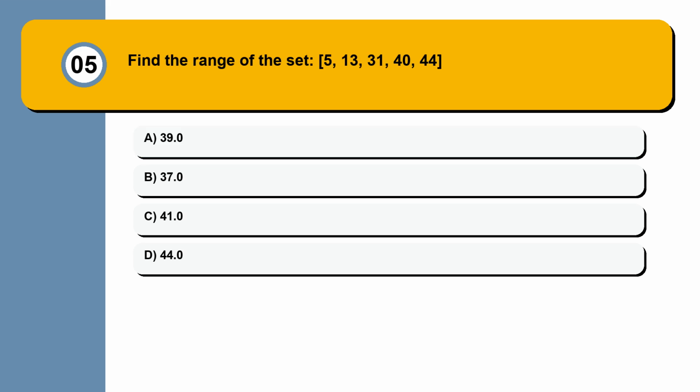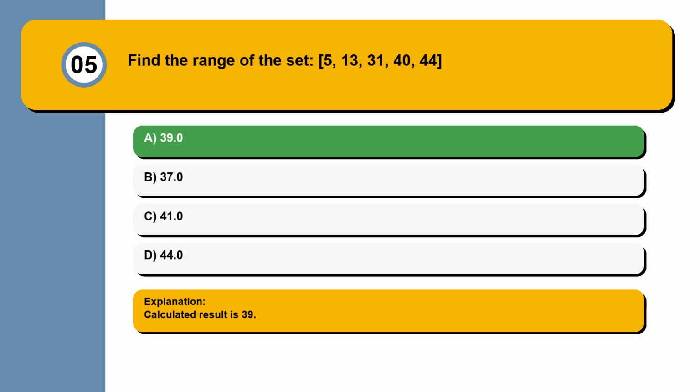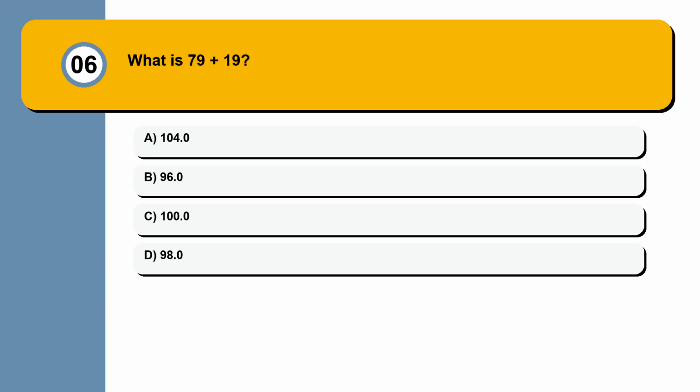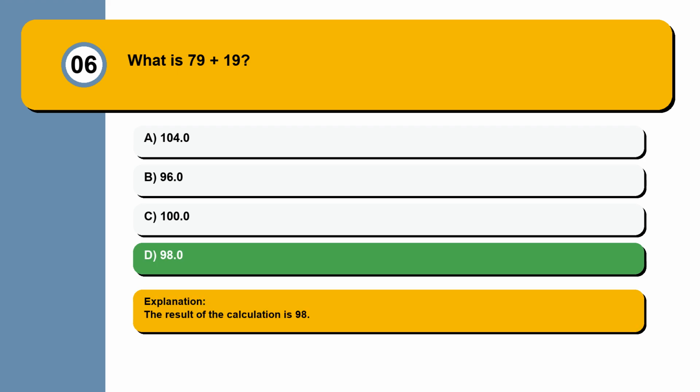Question 5. Find the range of the set 5, 13, 31, 40, 44? 39.0, 37.0, 41.0, 44.0. Calculated result is 39. Question 6. What is 79 plus 19? 104.0, 96.0, 100.0, 98.0. The result of the calculation is 98.